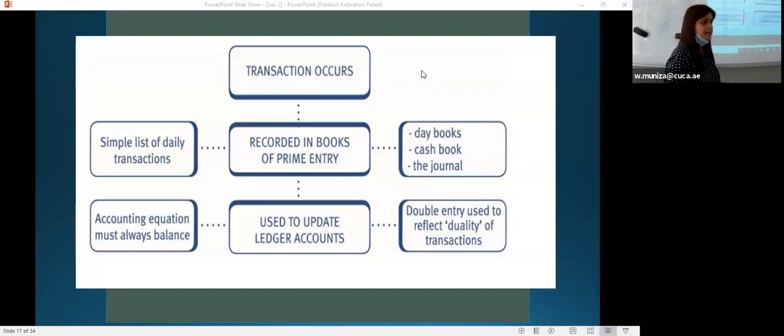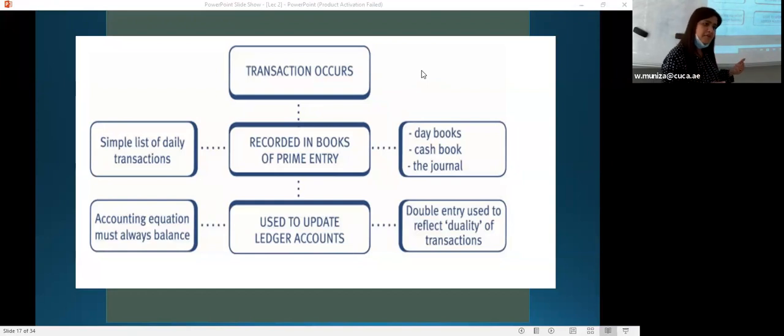Every transaction which is happening will at least have two impacts, that is duality of transactions. And this is the double entry system. Double entry system is a system which we follow in order to make the transactions complete, in order to show the complete picture. There is another entry system which is known as single entry system.